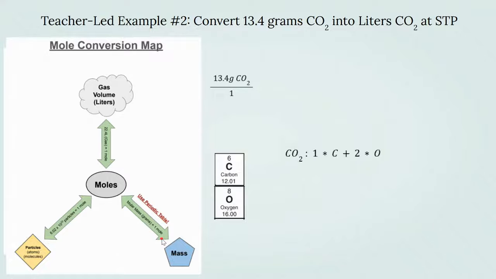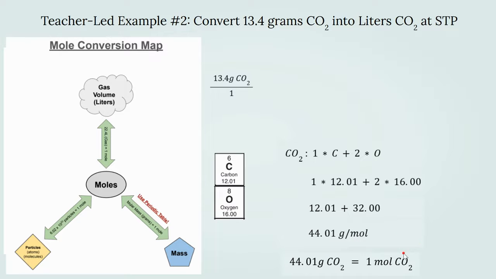We have 1 C atom and 2 oxygen atoms. Plug in the molar masses for carbon and oxygen. Do your multiplication. Add them up. And that's our relationship for the grams of CO2 for every 1 mole of CO2. And we can use this relationship up here to convert. We'll put grams in the denominator to cancel with what came before, the 44.01 grams. And we'll put the 1 mole in the numerator.